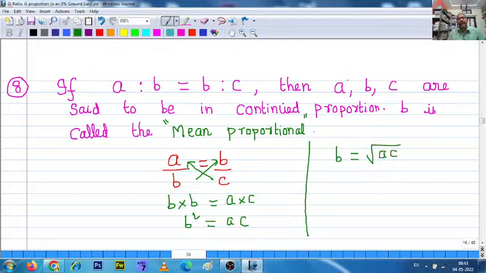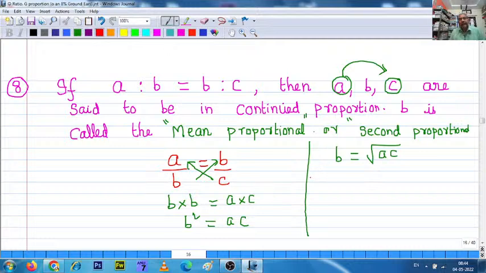So if two numbers are given, we can easily find out the mean proportional. How do you find the mean proportional? Multiply these two numbers and take the square root, then you get the mean proportional. So B is equal to root AC. This is called second proportional also.